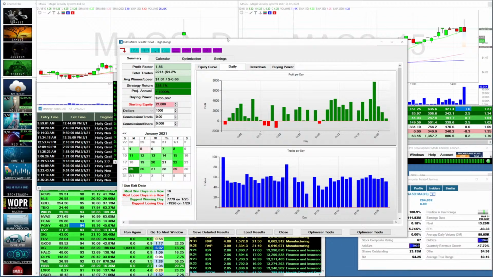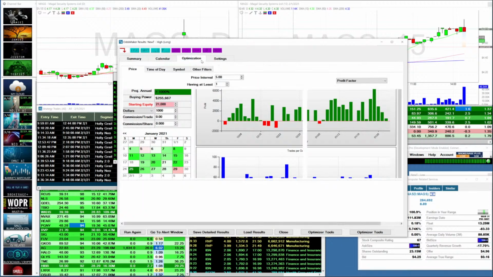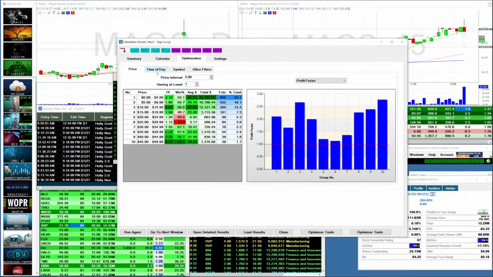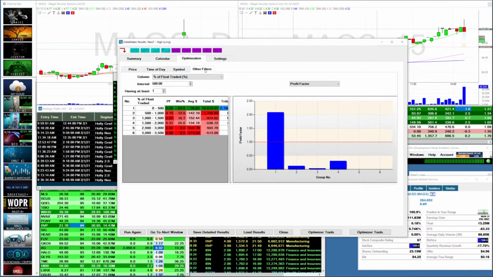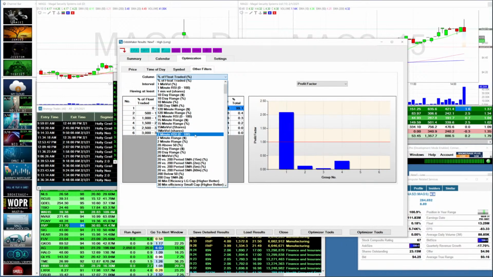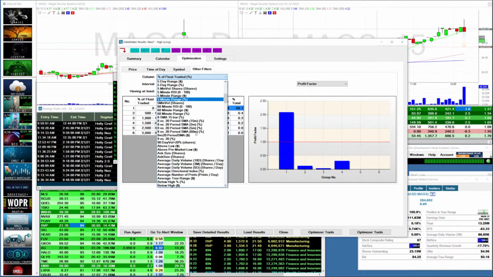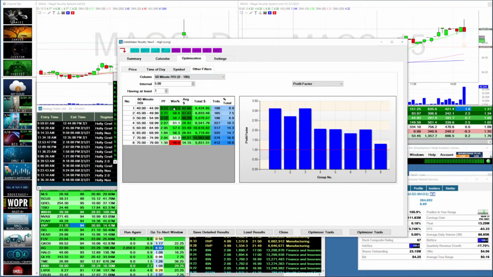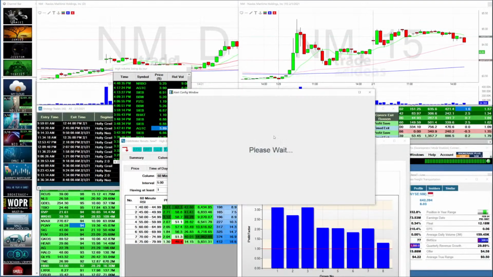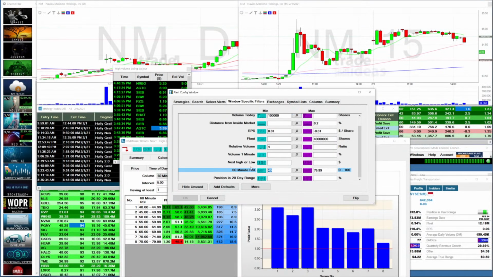So the first thing I did is went to optimization. Not going to really worry about price and time of day just yet. Went over here, went to the 60-minute RSI. And let's see here. What did I do? 10 and 54.59. Don't tell me that RSI is already in there. I thought I took that out earlier. Okay, my bad. We got to get rid of that.